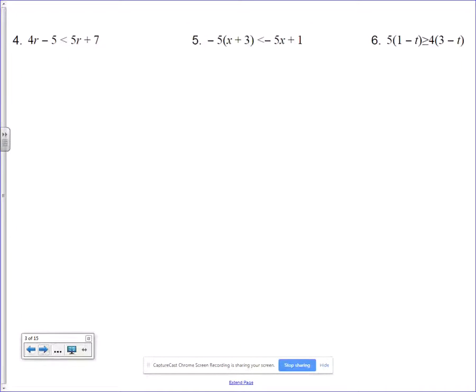I cannot isolate until I get my variables together. So move the smaller one over. What's left? Good. Notice he did not put the 1 in front of there, correct? Savannah, how do I isolate that R? What do I have now, ma'am?